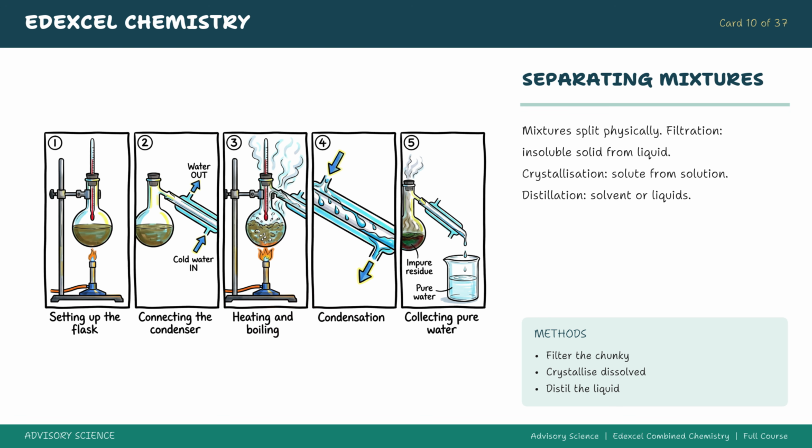Simple distillation separates a solvent from a solution. So that's when you have 2 liquids, such as ethanol in water. And what you do is boil the mixture, and then the liquid with the lower boiling point evaporates, leaving behind the liquid with the higher boiling point. You might be familiar with fractional distillation of crude oil.